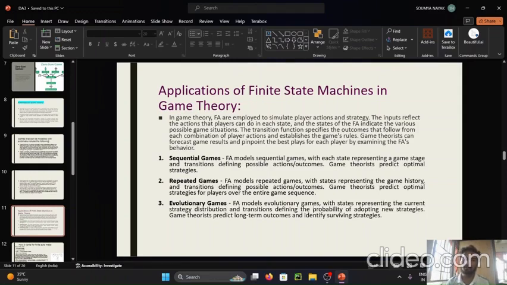Finite automata model sequential games with each state representing a game stage and transitions defining possible actions and outcomes. While in repeated games, finite automata model repeated games with states representing the game history and transitions defining possible actions and outcomes. In evolutionary games, finite automata model games with states representing the current strategy distribution and transitions defining the probability of adapting to new strategies. So that's all about the application of finite state machines in game theory.